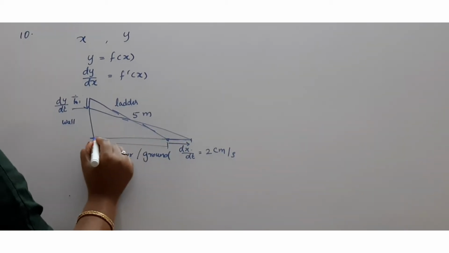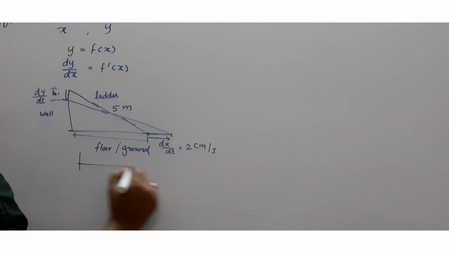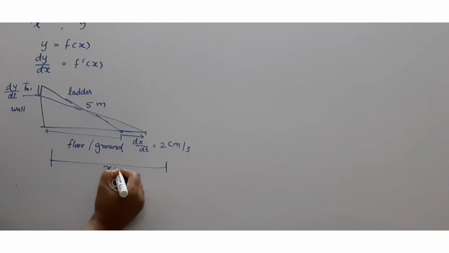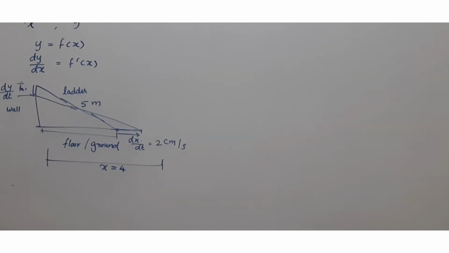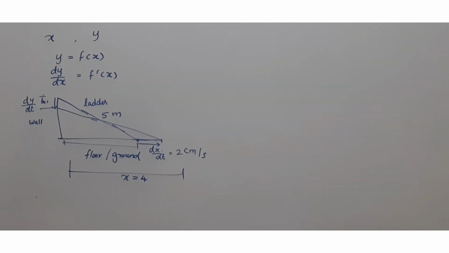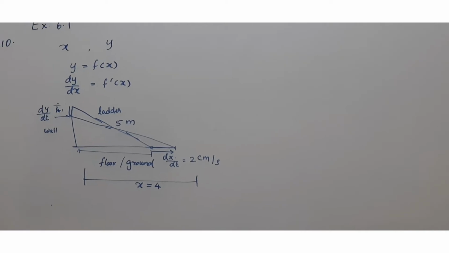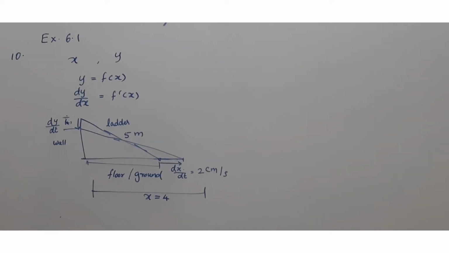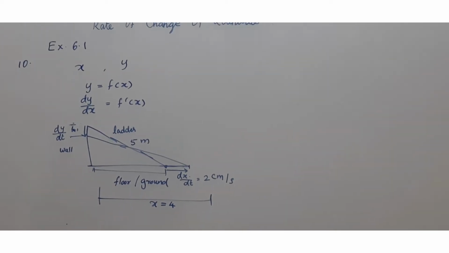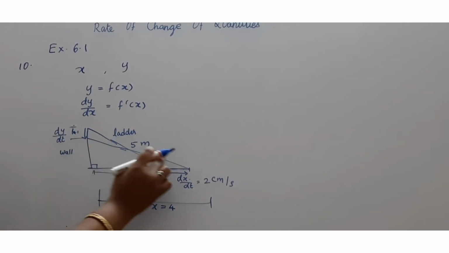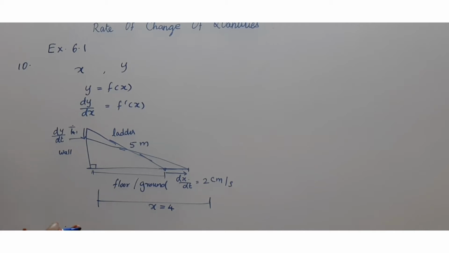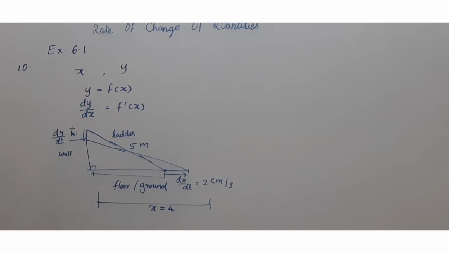When this is moving, when we have the total distance of x equal to 4, what is the value of dy by dt? This is given in the question. We know this has to be solved using normal trigonometry, that is, we have the 90 degree, and this will act as the hypotenuse. So all these details we know.